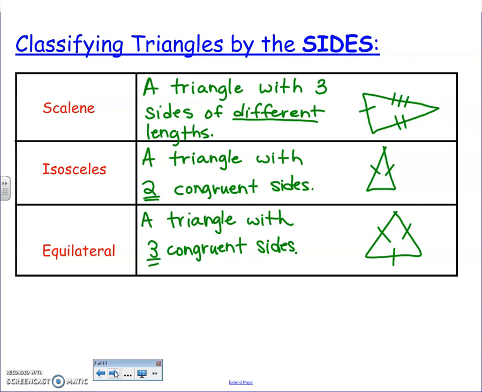We have scalene. Scalene means a triangle with three sides of different lengths. No sides can be equal to each other. Isosceles means a triangle with two congruent sides, so two sides must be equal to each other. And then equilateral means a triangle with three congruent sides, so all three sides must be equal to each other.